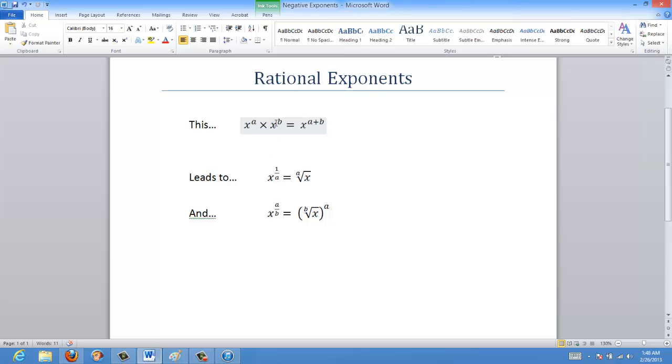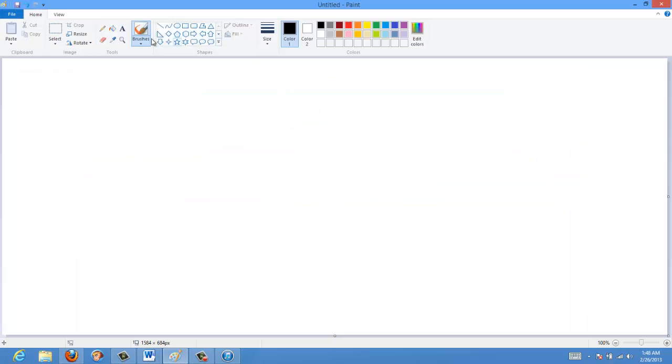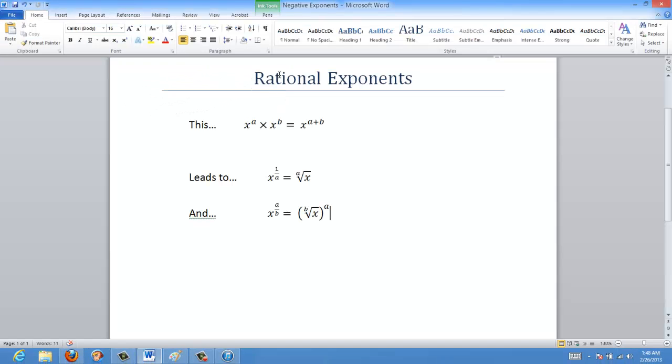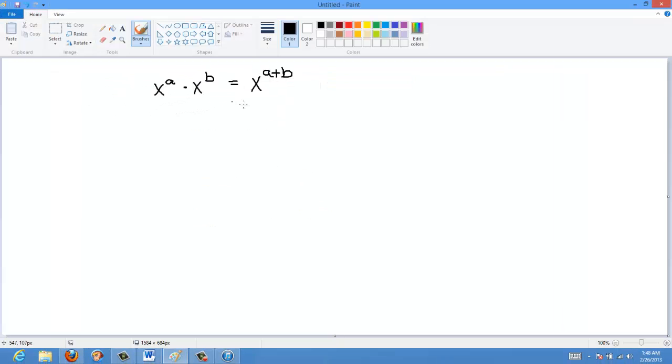The first thing is that we're going to start with x to the a times x to the b is equal to x to the a plus b. Right, and what we're going to do though is speculate that if I wanted to find the square roots, okay, so what I want to do is find what are the square roots of a number. Okay, so I'm going to do an example in parallel here.